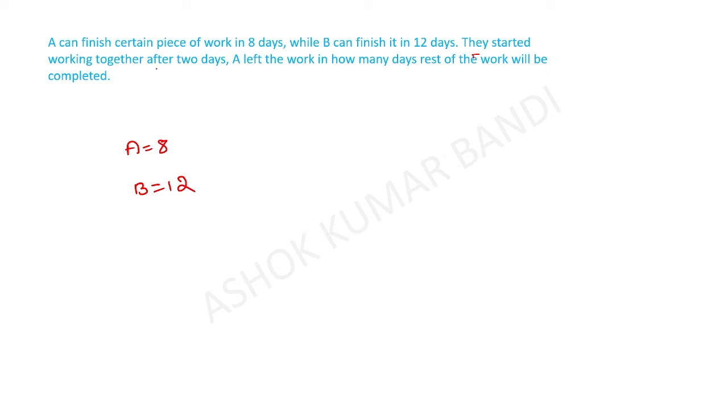They started working together. After 2 days, A left the work. That means let us take they started working here together, and after working for 2 days, A left the work. That means now only B is working from this point. In how many days will the rest of the work be finished? In how many days is the remaining work going to be finished, that you need to find out here. Or simply, how long we need to work more to finish the remaining work.